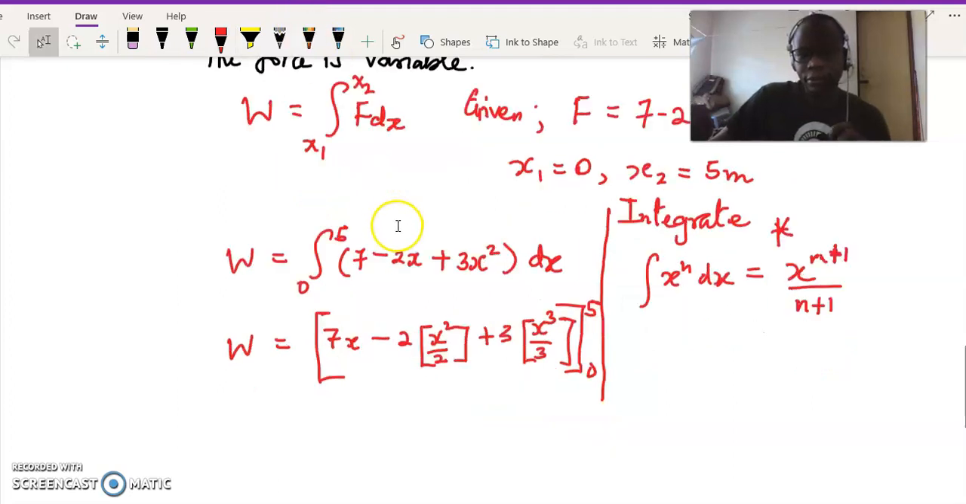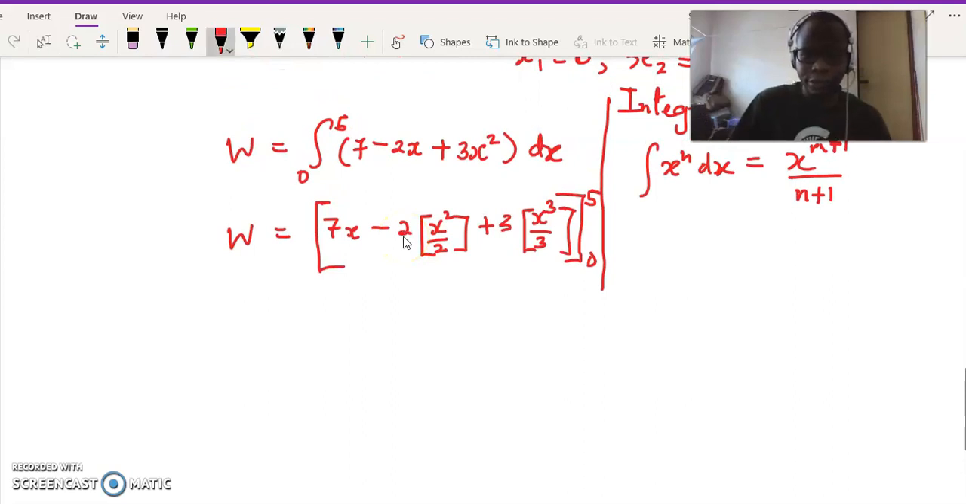So now we are going to say work done is equal to, so we substitute the value of x in this equation by 5, so that we have 7 times 5 minus, so this goes with this, so it will remain with 5 squared, plus, so this goes with this, so we are remaining with 5 cubed. Now again, whatever you get here, you subtract the value that you get when you substitute 0 in the whole of the equation.